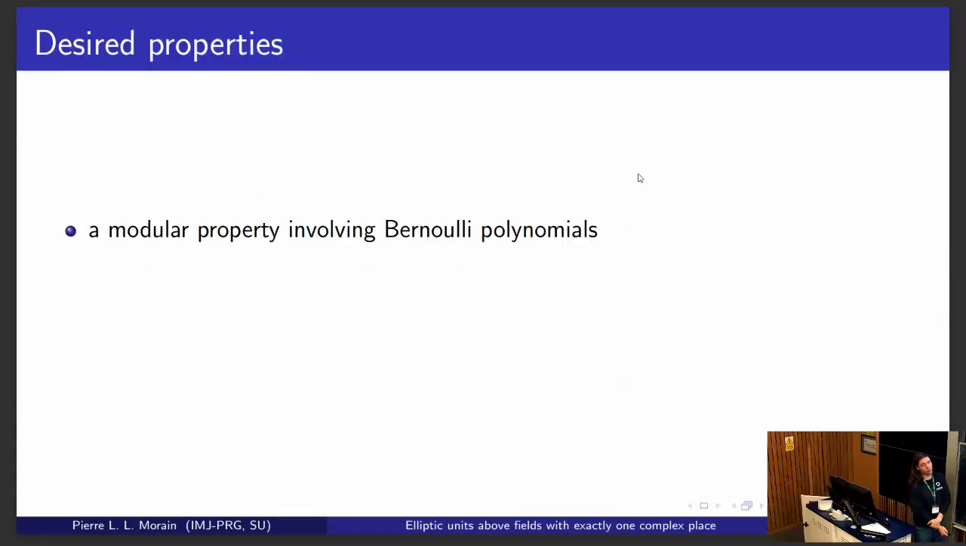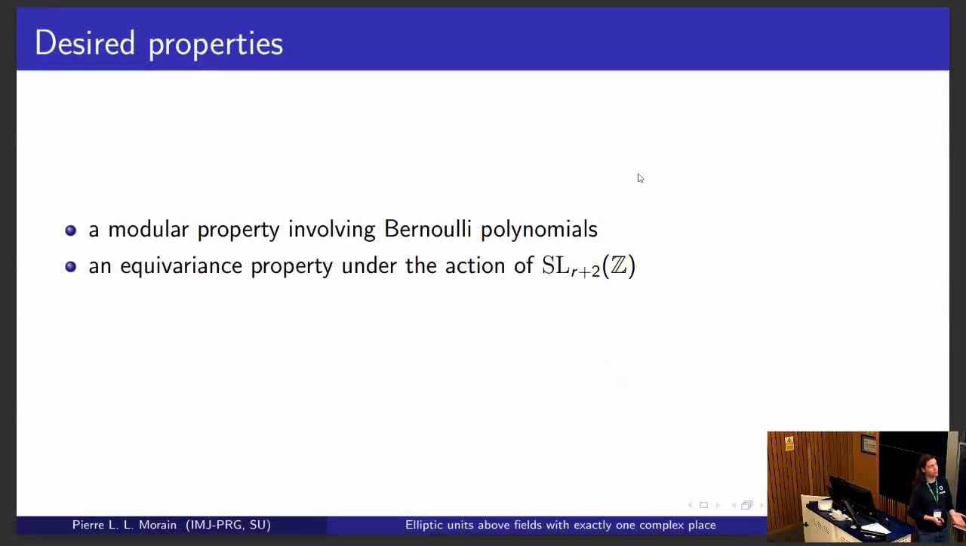Now, what do we want for these geometric GR functions? Well, we just want to copy everything that we did yesterday, or everything that happens with the GR functions. So we want a modular property involving Bernoulli polynomials. And then we also want an equivariance property under the action of SL_{r+2}(Z). And we want to get some form of cocycle relation at the end.